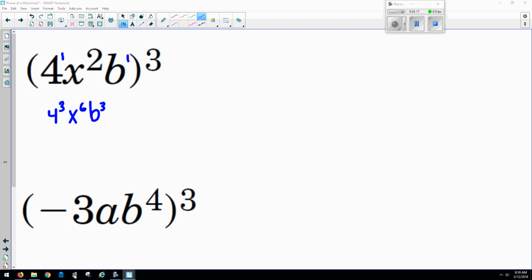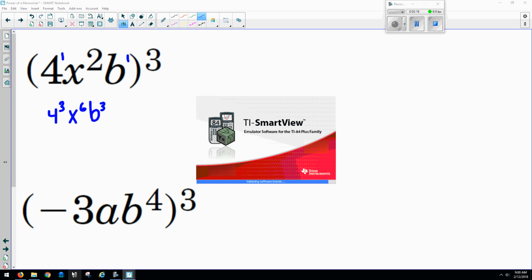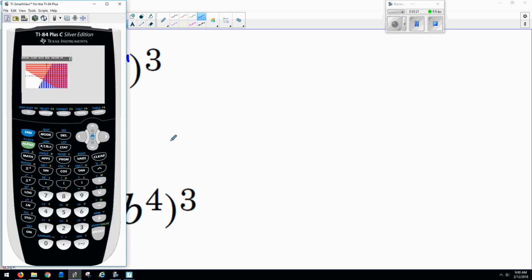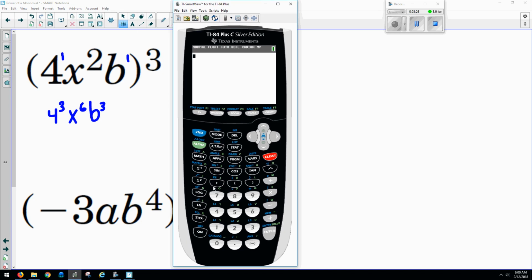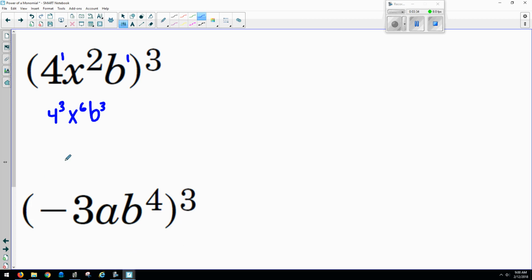And remember that caret symbol. Let me just point it out to you real quick on your graphing calculator. So I can do 4. Here's the caret symbol right here. I'm going to raise it to the third power. And that's 64. So this becomes 64 x to the 6th b cubed.